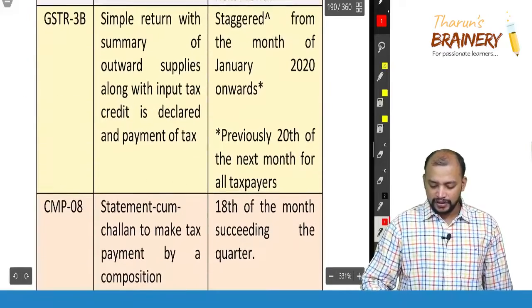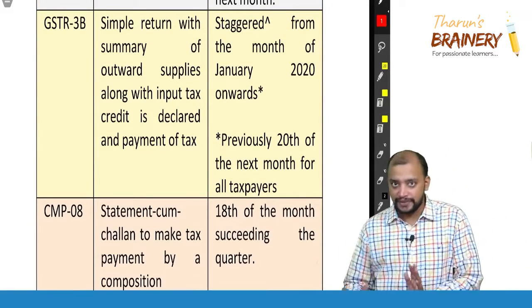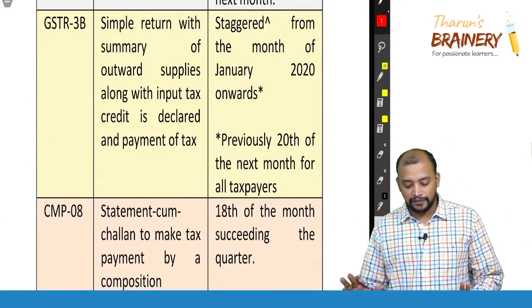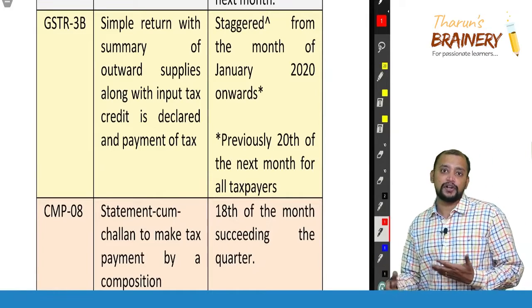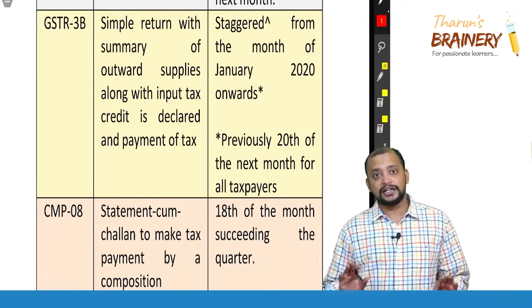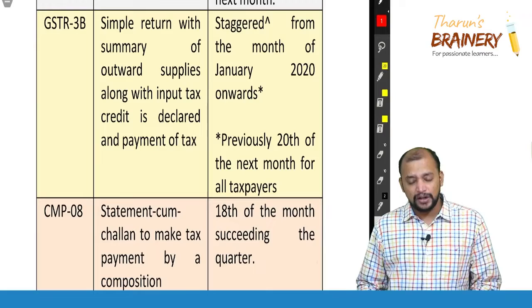So therefore literally it is not 20th always. Previously it was 20th of the month following every month. So now it is staggered from Jan 2020 onwards.